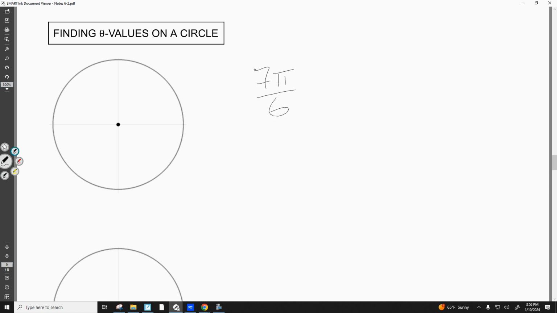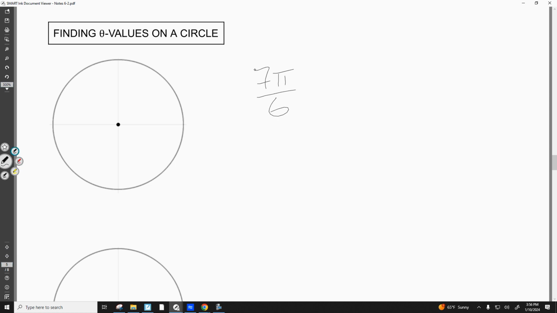Where is 7 pi over 6? Don't look back at what you've already done. Where is 7 pi over 6? I'm going to start with just that, and then I'll help you if you don't know where it is. Draw the reference angle or write down the reference angle so that you know.